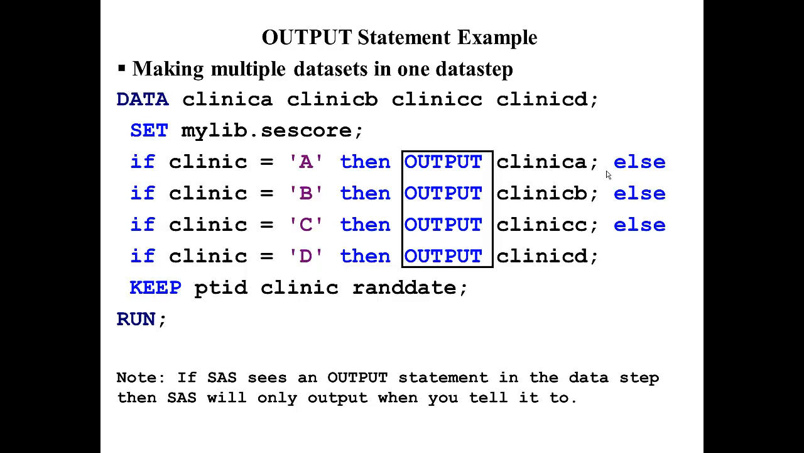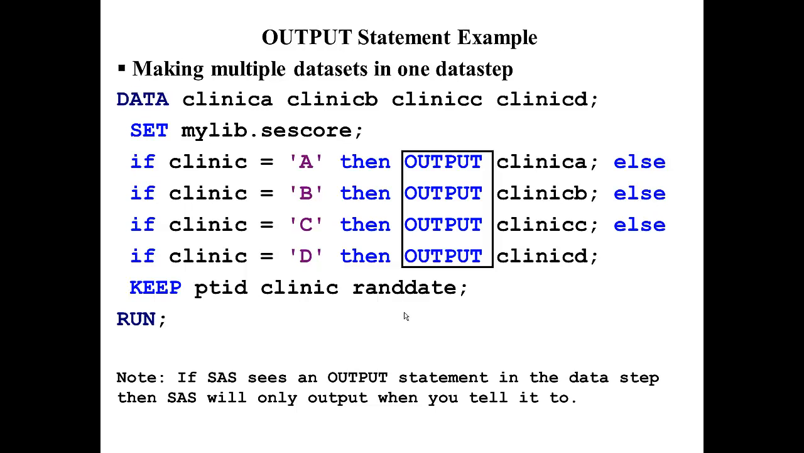If a particular observation is from Clinic B, then that particular observation will be outputted to Clinic B, and so forth. So here we are creating 4 different temporary SAS datasets, and on each of those datasets, the only variables that will be on them are the 3 variables PTID, for patient ID, clinic, and RAN date, which stands for randomization date.